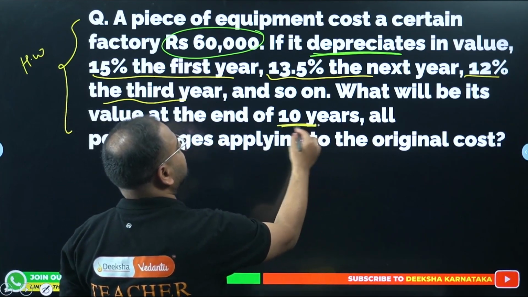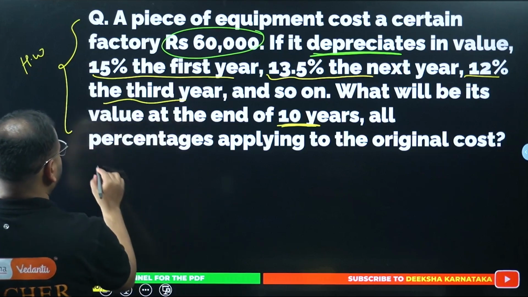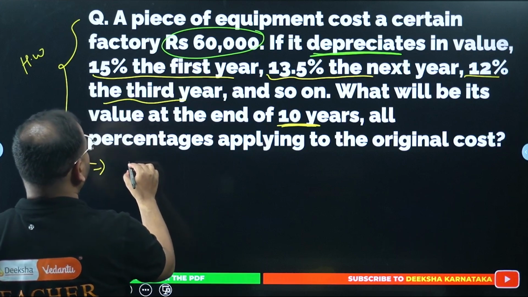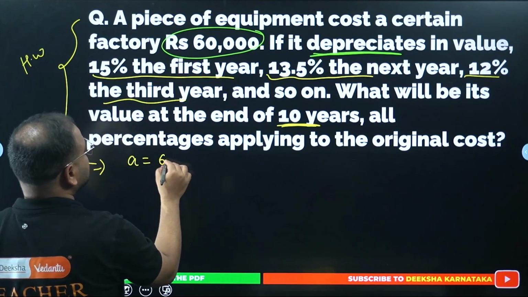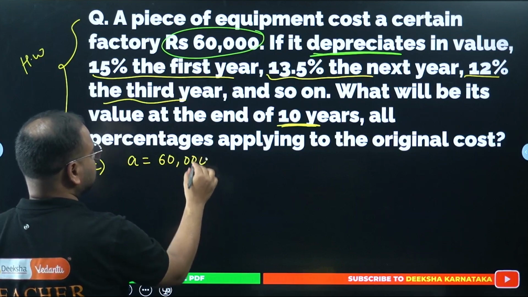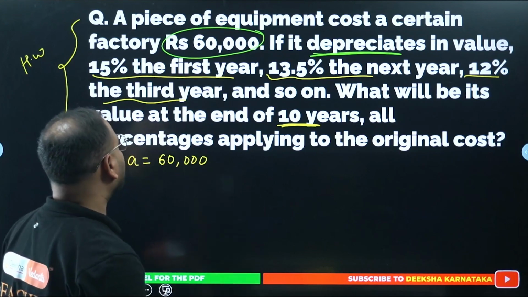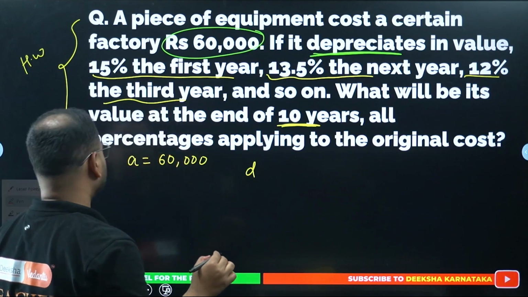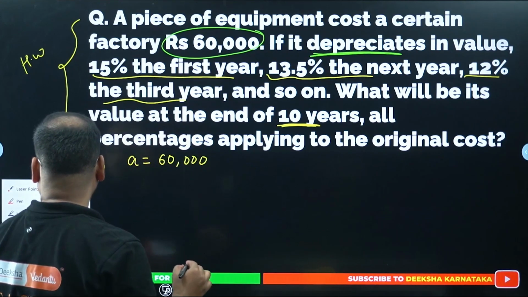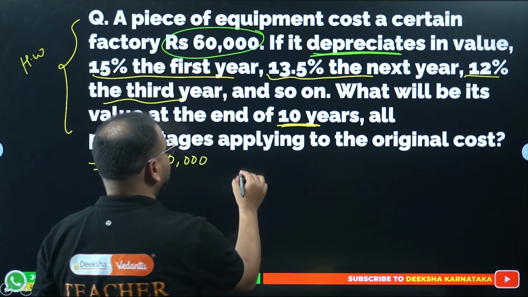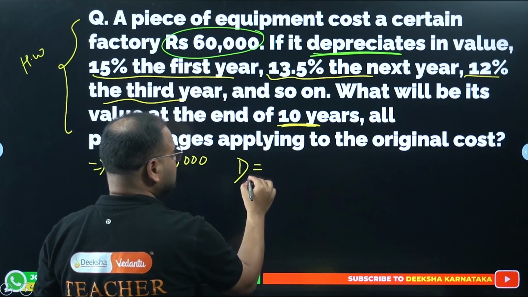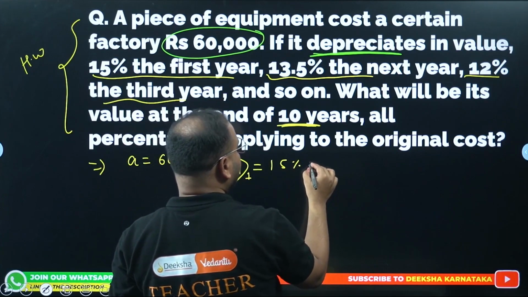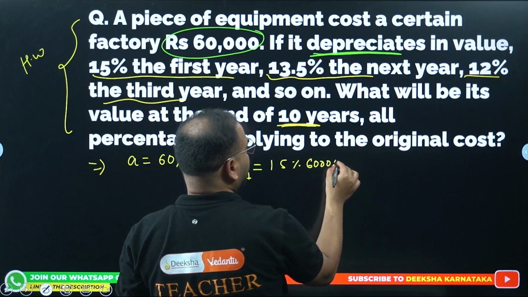So n is given here. What else is given for us? They have given A, right? My first value is given as 60,000 rupees. Now what is the depreciation? Let me write this as capital D, because small d will be taken as common difference. I'm not going to solve it, just give you an explanation. So D will be, for the first year, 15% of 60,000.